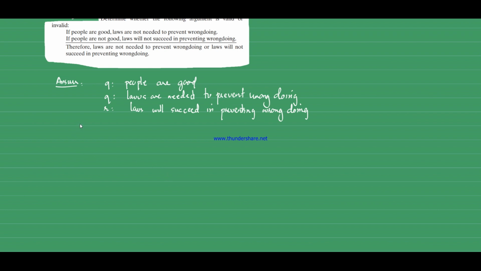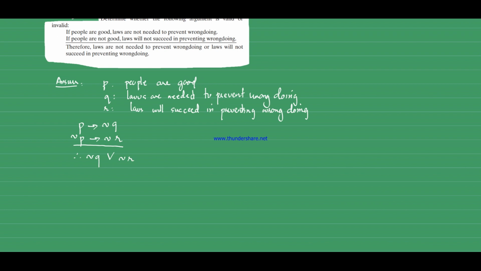symbolic argument. So we have Q imply negation of P, implies, so this is P, I'm sorry, P imply negation of Q. Then negation of P, people were not good, negation of P imply negation of R. And then finally, therefore law not needed, this will look like negation of Q, or law will not succeed, negation of R. Okay, so it looks like that.